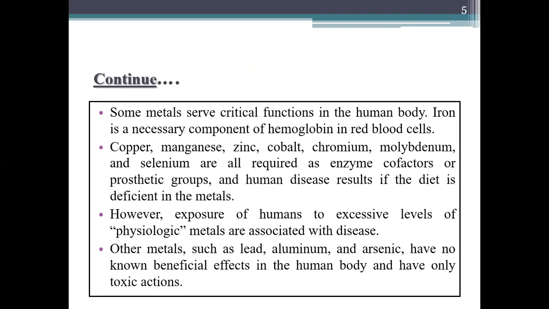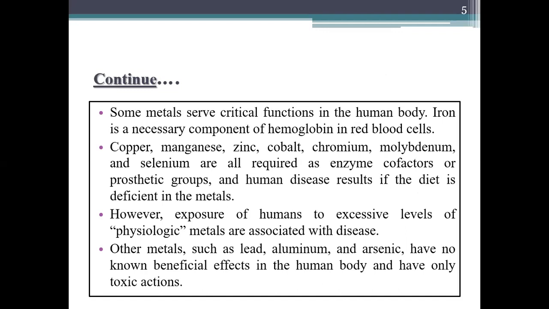Some metals serve critical functions in the human body. Iron is a necessary component of hemoglobin in red blood cells. Copper, manganese, zinc, cobalt, chromium, molybdenum, and selenium are all required as enzyme cofactors or prosthetic groups, and human disease results if the diet is deficient in these metals.